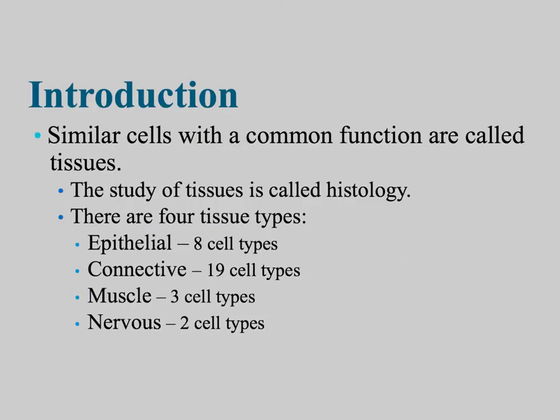So tissues are similar cells with a common function, and just for your own information, it's called histology. There are 4 different tissue types that we will be talking about today. Epithelial tissue, which has 8 cell types, connective tissue, which has 19 cell types, muscle tissue, 3 cell types, and nervous tissue, just 2 cell types. So once we get through connective tissue, it'll be all downhill until the end of the video.